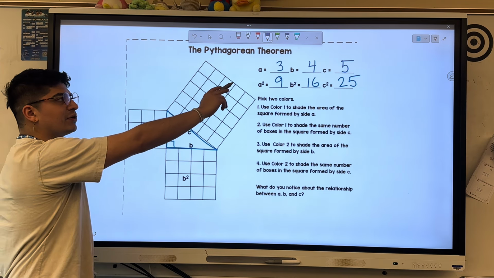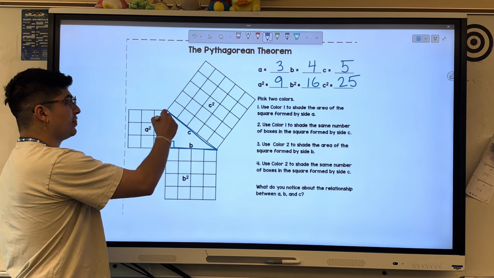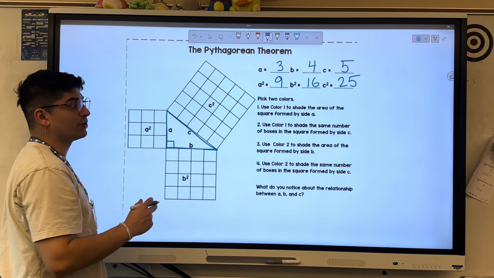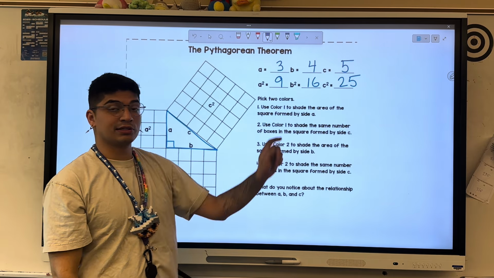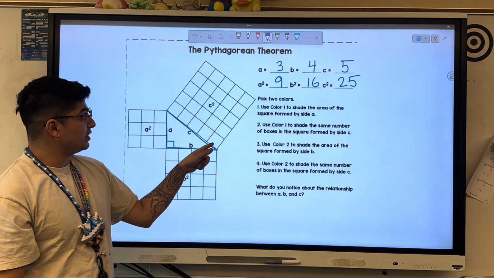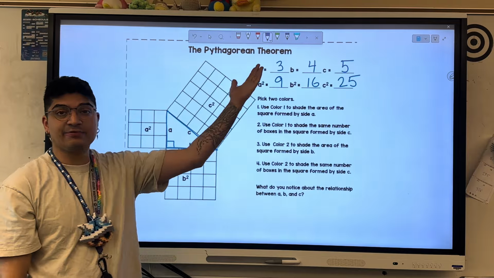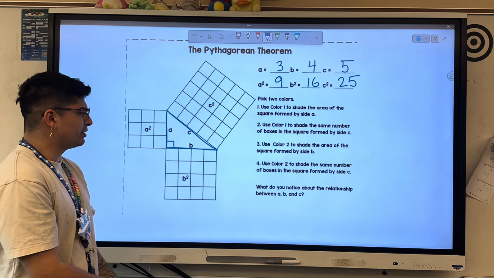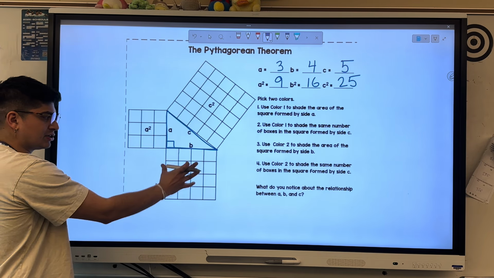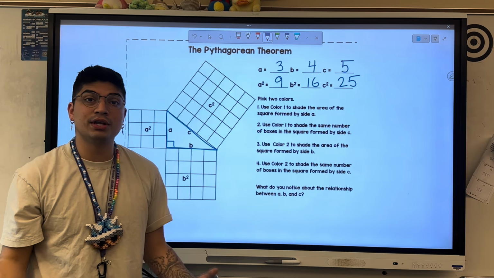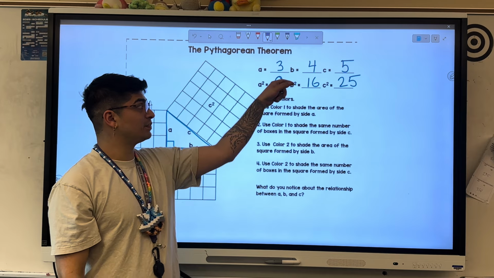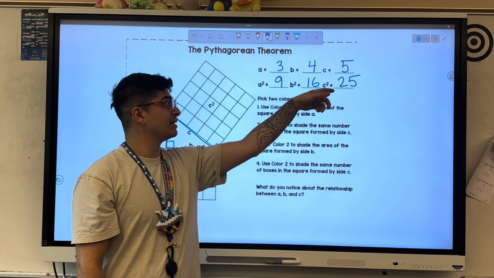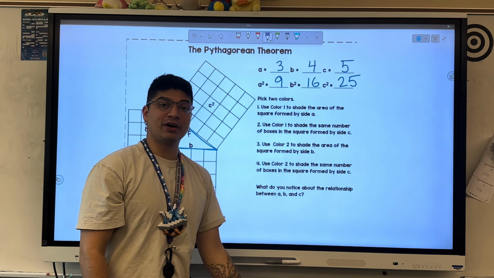And as you can see, I've already filled in some of the numbers. The A side of this triangle is 3 blocks long. The B side is 4 boxes long. And the C side is 5 boxes long. And then notice how I have these boxes here, which are those numbers squared, right? 3 squared is 9, 4 squared is 16, and 5 squared is 25.